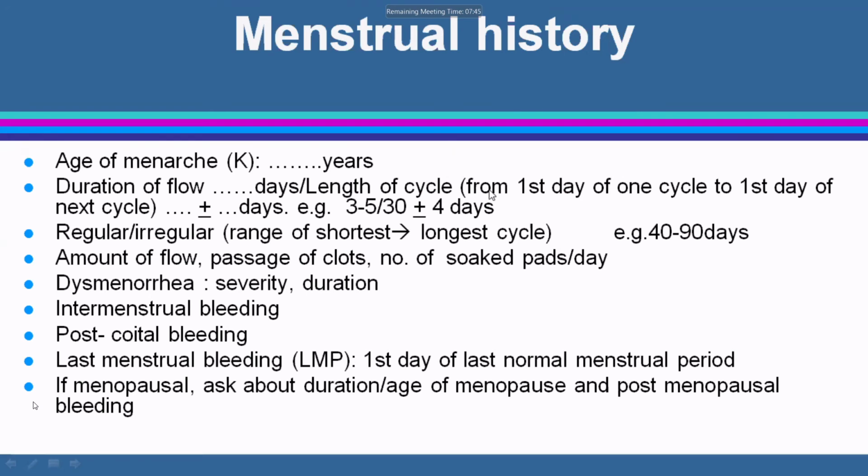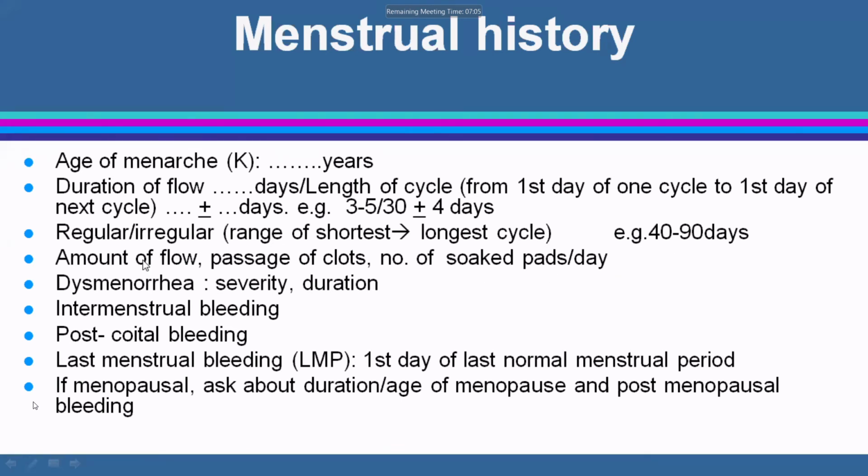And length of the cycle is from the first day of one cycle to the first day of another cycle. Okay, so we keep the days of flow in the upper part, and in the lower part we keep the length of the cycle. That is how you should record, like 3 to 5 days flow by 30 plus minus 4 days. Okay, this is the example of a normal cycle. And whether it is regular or irregular. If it is regular, then you mention regular cycle. If it is irregular, then you should mention the range of shortest cycle and longest cycle. Like here, 40 is the shortest cycle, 90 is the longest cycle, 40 to 90.